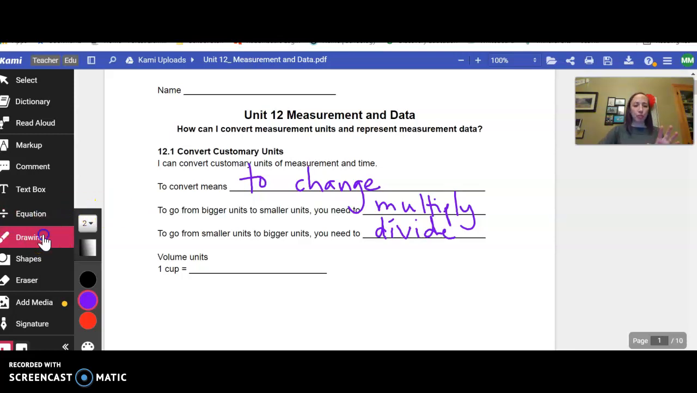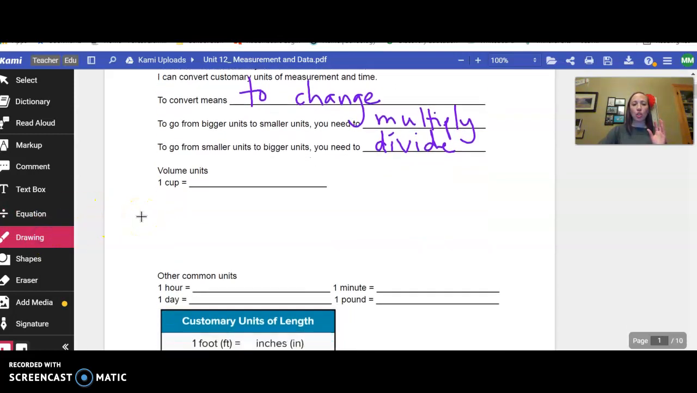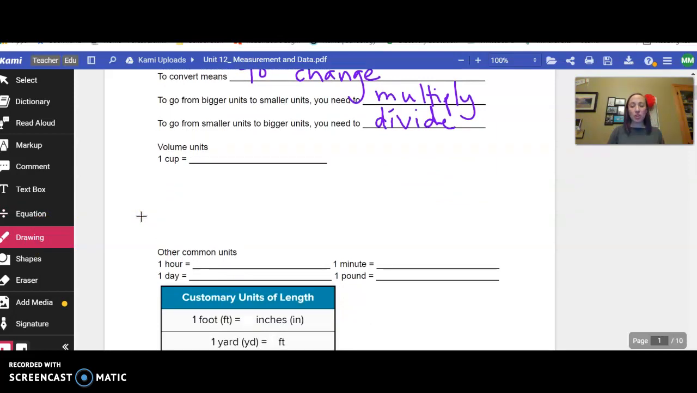Before we go back to the problem, I want to go over some common units that we'll see both in this unit and just in life that are good to know. So the first thing is 1 cup. A cup of water is 8 fluid ounces. Now, one silly thing about customary units is there's 2 different kinds of ounces. One's an amount, like of water, another one's a weight. So fluid ounces are the amount of water.